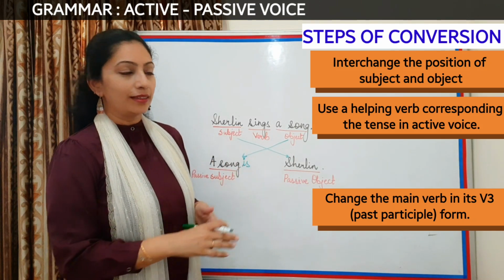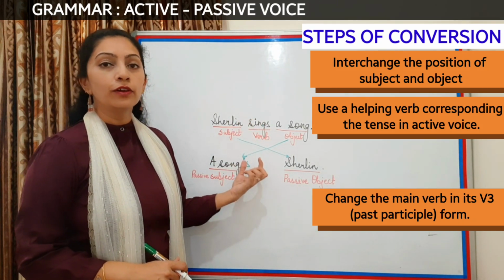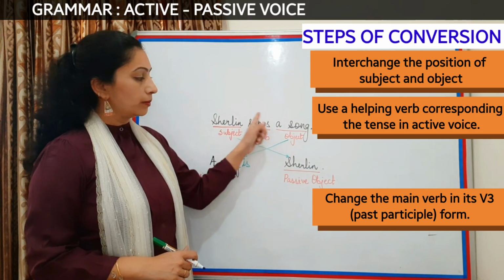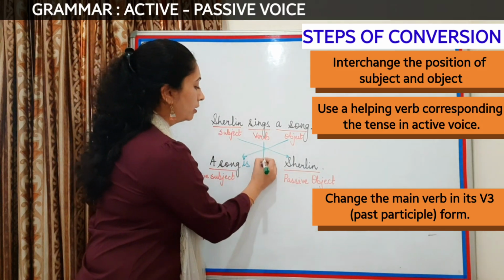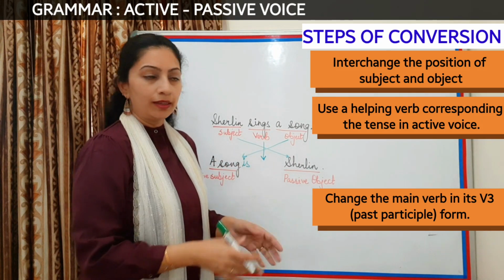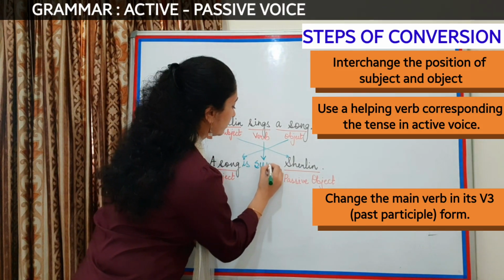The third step is to change the verb into its third form. Whatever be the verb form here, the main verb will be changed into the third form, that is V3 form or past participle form. So I have to use the third form. I will write here sung.